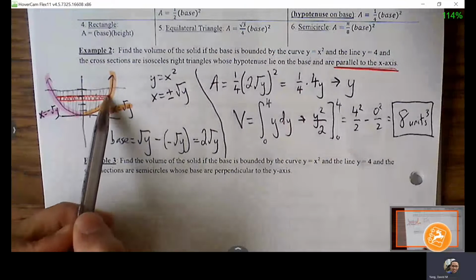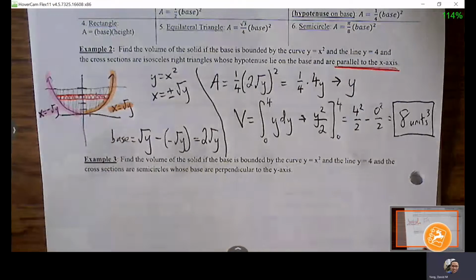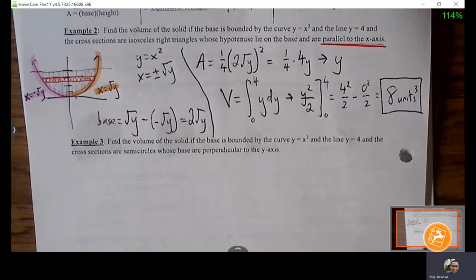And imagine triangles sticking out of the page. It's just going to be an odd looking object. We're not going to worry about what the shape is. Just be able to pull the information and find the volume value for it. Okay, any questions with 2? Okay, try example 3. Same base, same shaded region. See if you're able to use example 2 to help you do number 3.